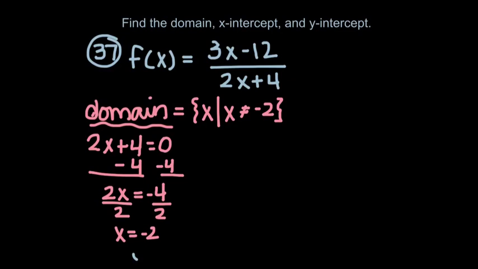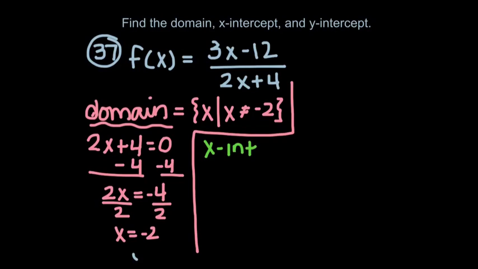To find the x-intercept is the point where y is 0. I don't have a y in this function, but I do have an f of x, so let's do this way. So to find the x-intercept, I would replace the f of x with 0 equals 3x minus 12 over 2x plus 4.